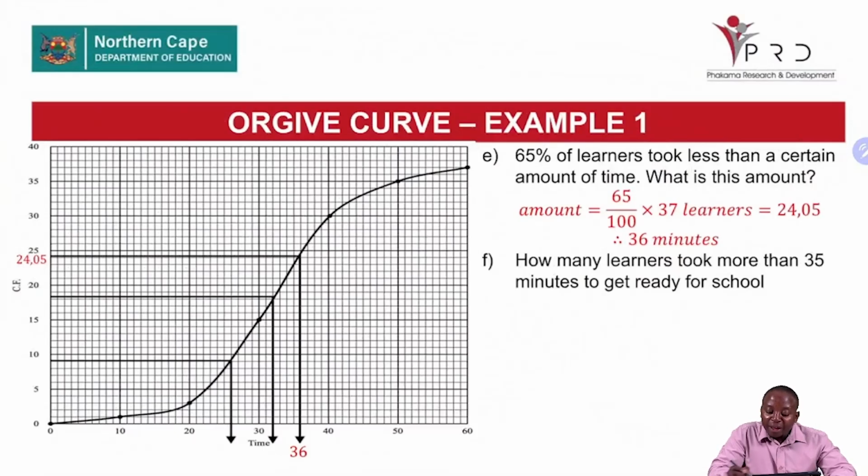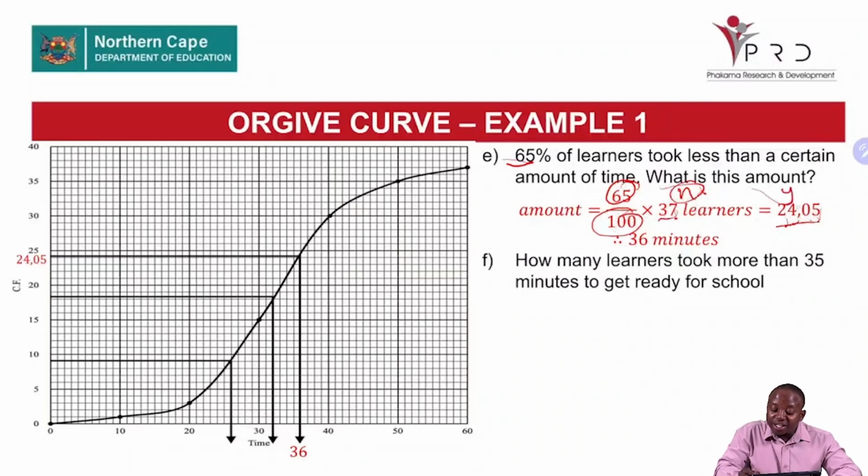Now let's move on. Now we're looking at number E. Number E is the interpretation of a percentile. Let's see how it works. We are given 75% of learners took less than a certain amount of time. What is this amount? First thing, what we do, percentile is 65. So 65 over 100 multiplied by n, which is the frequency or number of learners. So it is 65 over 100 multiplied by n, which is how much? 24,04.